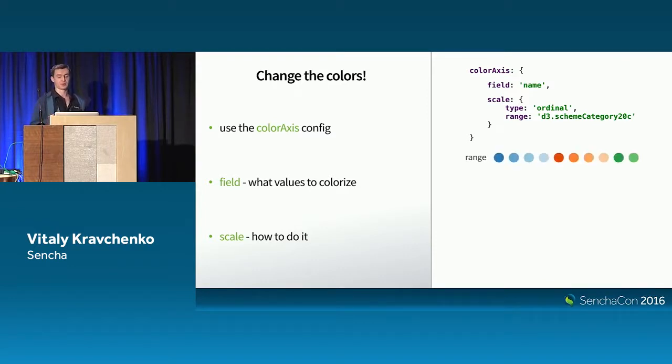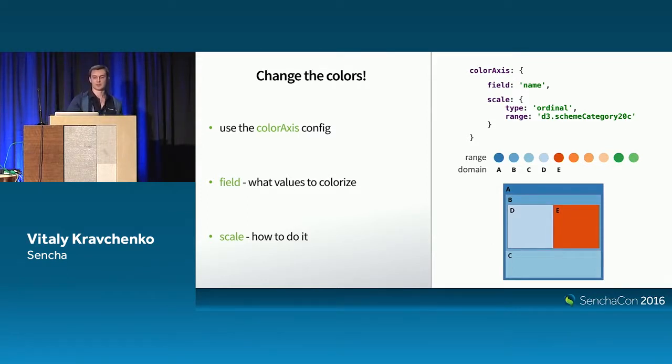So the way an ordinal scale works, or any scale works, is it maps a value from an input domain to an output range. And so in this case, the output range is an array of colors, and the input domain is all the letters that we have. So each letter is assigned a unique color until we have so many letters that we start running out of colors, and then we just start to reuse colors.